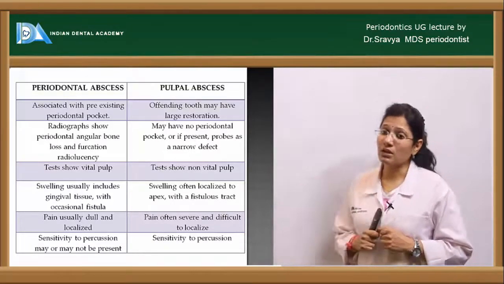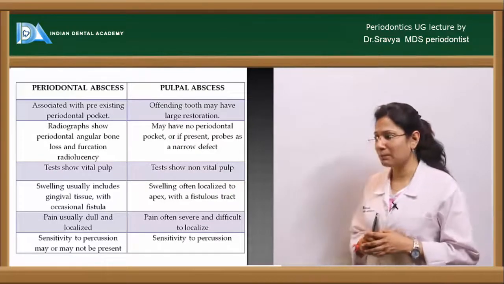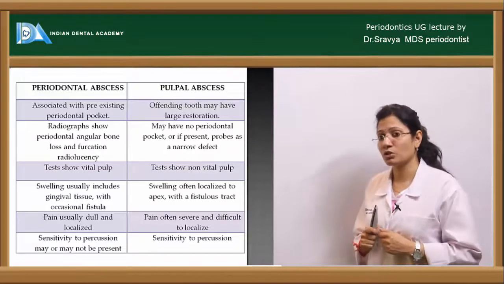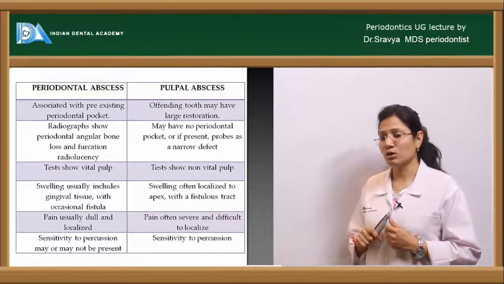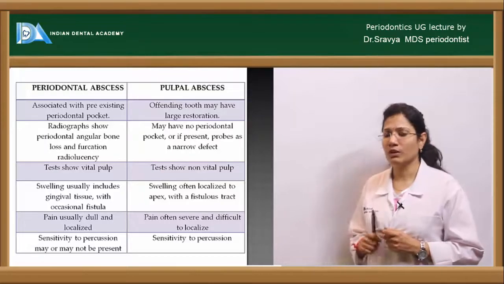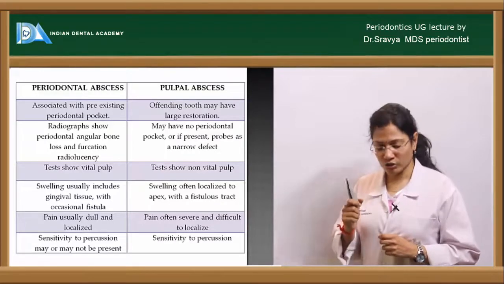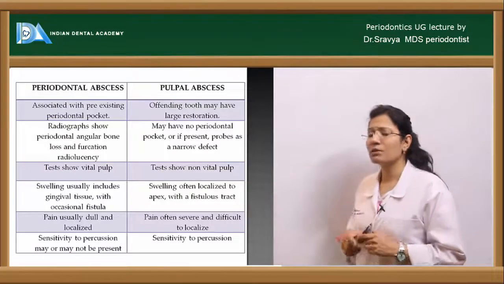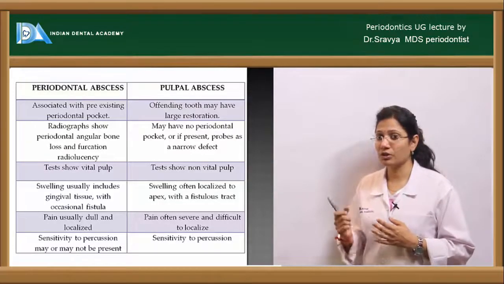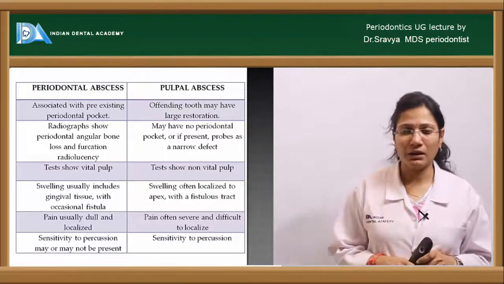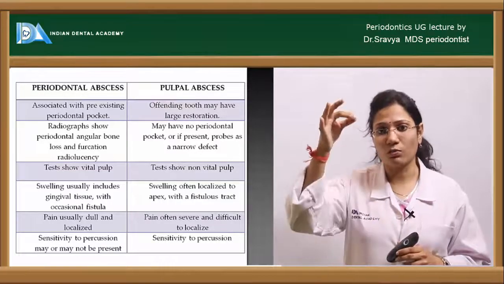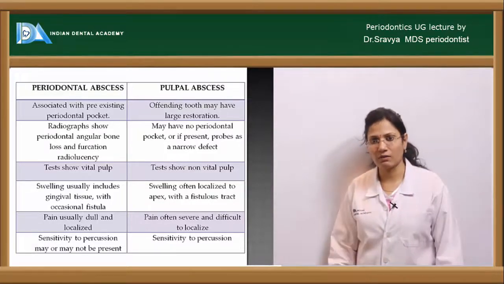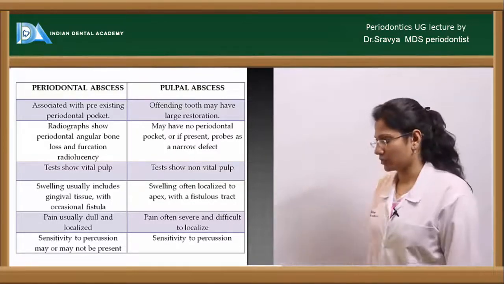And then the pain in a periodontal abscess is usually a dull pain, and it is localized. You can localize the pain, whereas in a pulpal abscess it is very severe and you can't localize the pain, it's often more difficult to localize it. And then usually your periodontal abscess is sensitive to a lateral percussion, whereas a vertical percussion may or may not be present. It's not a typical feature, whereas your pulpal or periapical abscess is very much tender on a vertical percussion. This is one of the positive signs that a periapical infection has developed, that it is tender on percussion.